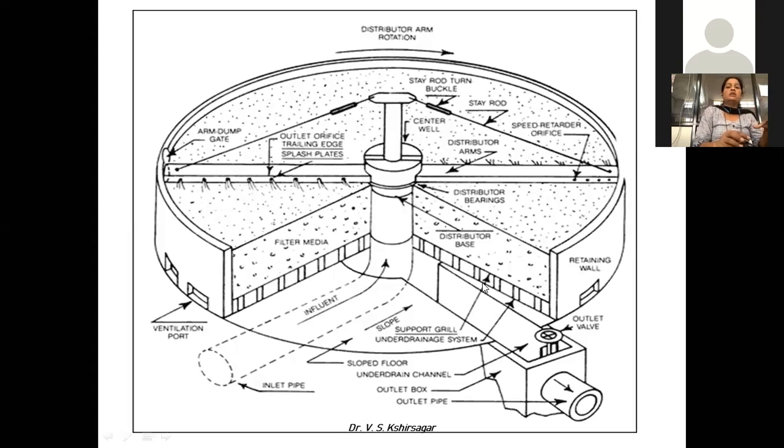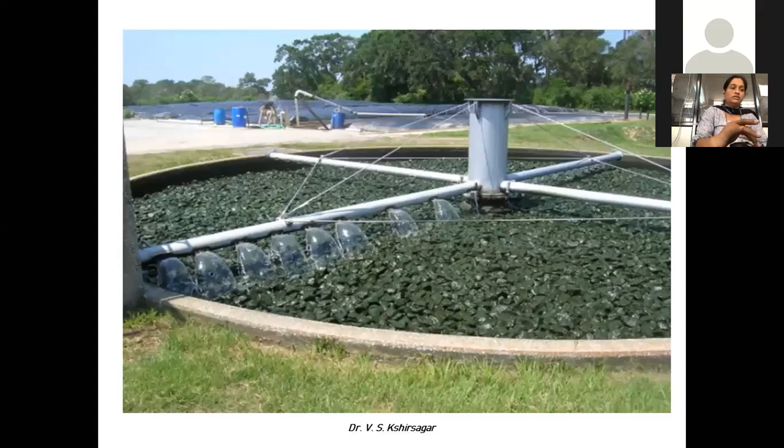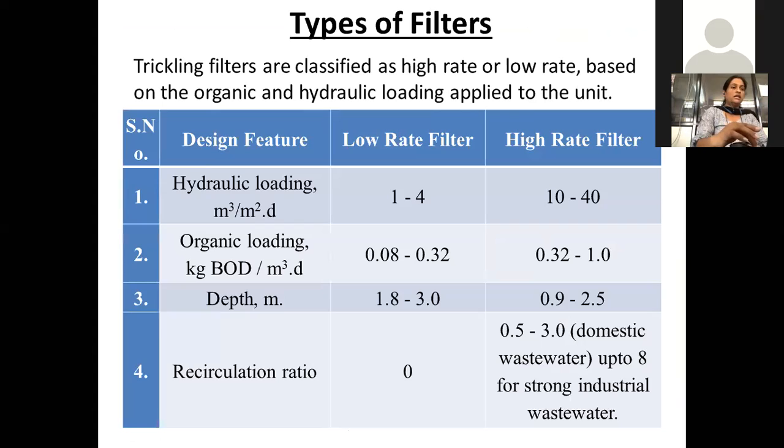form of flock. Flock means small lumps have formed. So that will make it easy to separate it out in a secondary clarifier by the sedimentation process. So that's why we have to go for this process. We have discussed this part.